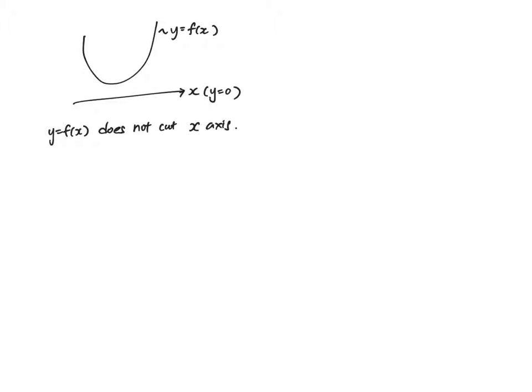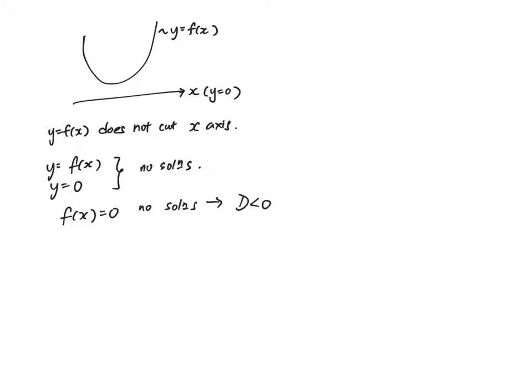This also means that if I try to equate the two lines together, one is y equals f(x) and the other is y equals 0, which is the x-axis, and you try to solve them simultaneously, there is no solution, because they don't intersect at all. So that means f(x) equals 0 actually has no solution. When you have no solution, it means that you have unreal roots. So if we solve f(x) equals 0, you realize that the discriminant is less than 0.